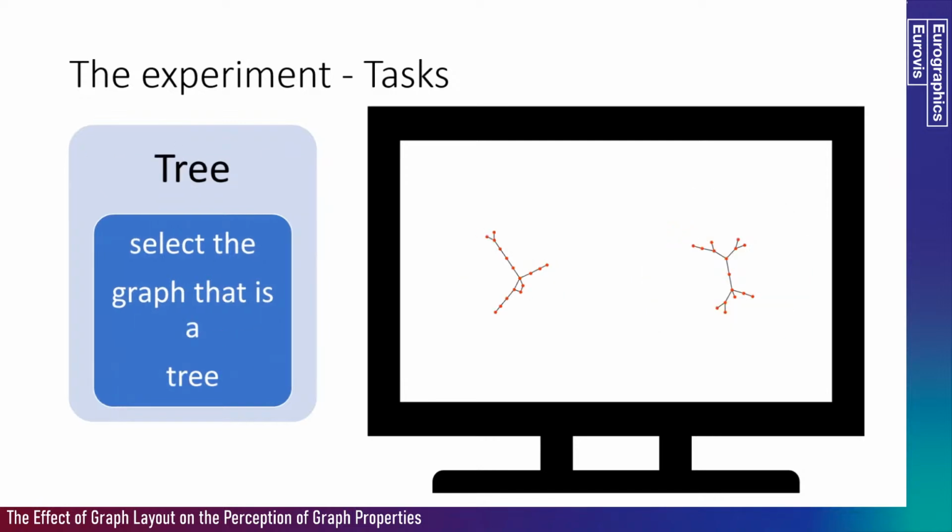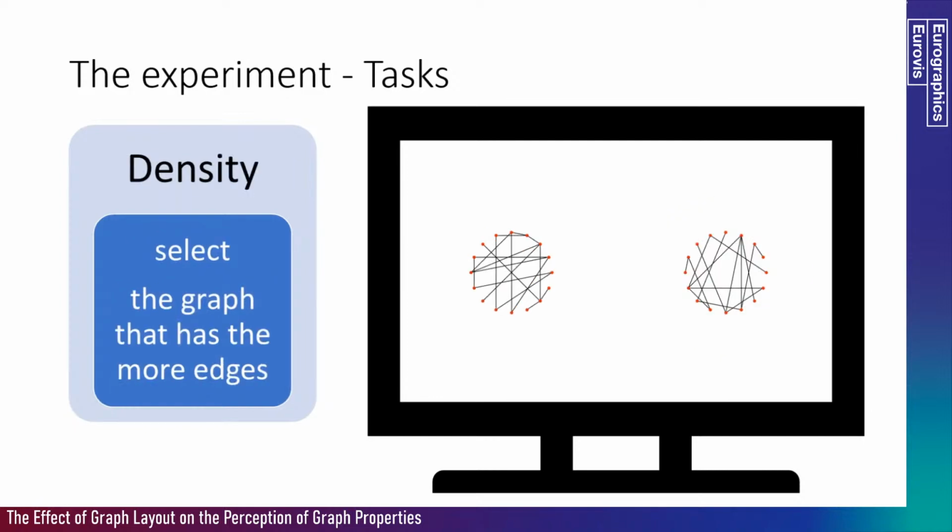For the tree task, they had to select the tree. A tree is a graph that is connected and has no cycles, so in this case, the one on the right is a tree. For the density task, they had to select the one that had more edges. Here, one graph always had 16 edges and the other 18. In this case, the more dense is the one on the left.